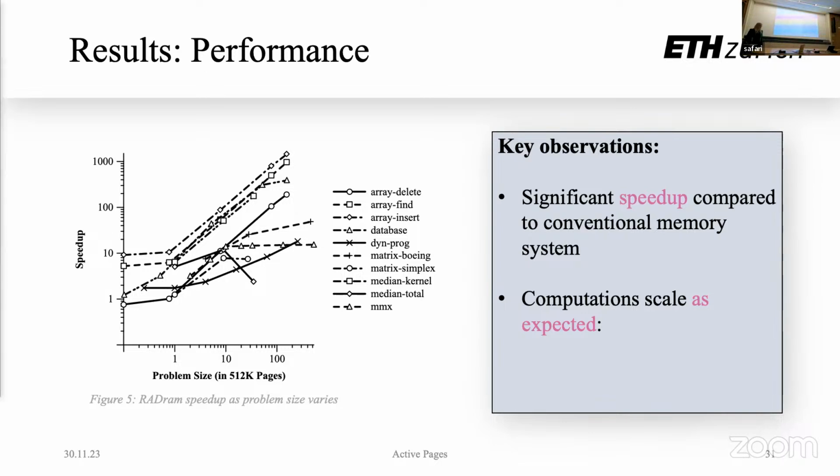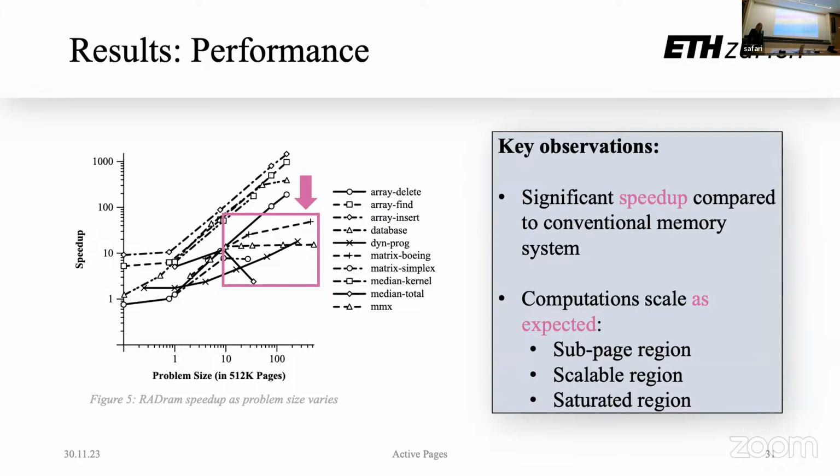That means that we have the sub-page region with small speedups. Then we have the scalable region with linear speedups. And we even have 4 applications that reach the saturated region. Here, the performance is limited by the progress of the processor and can even lead to degradation since the coordination cost dominates. It should be noted that every application would eventually reach the saturated region for large enough problem sizes.